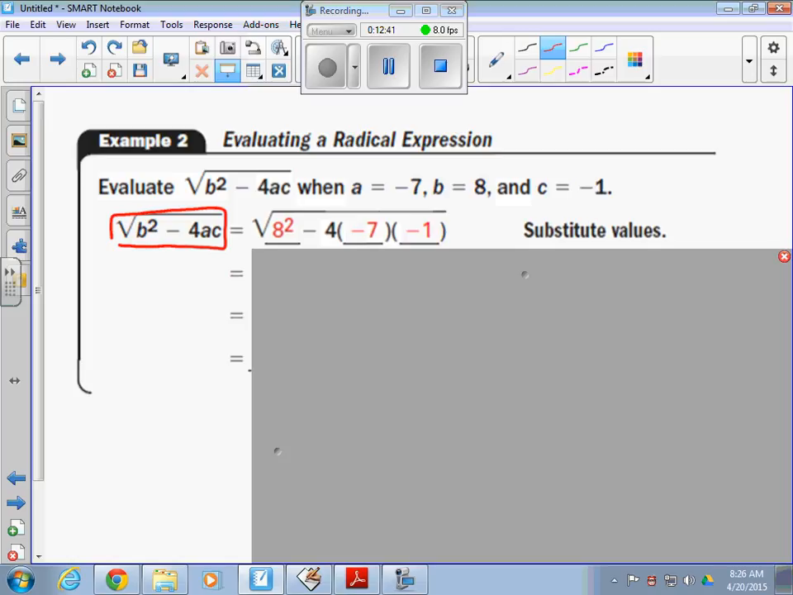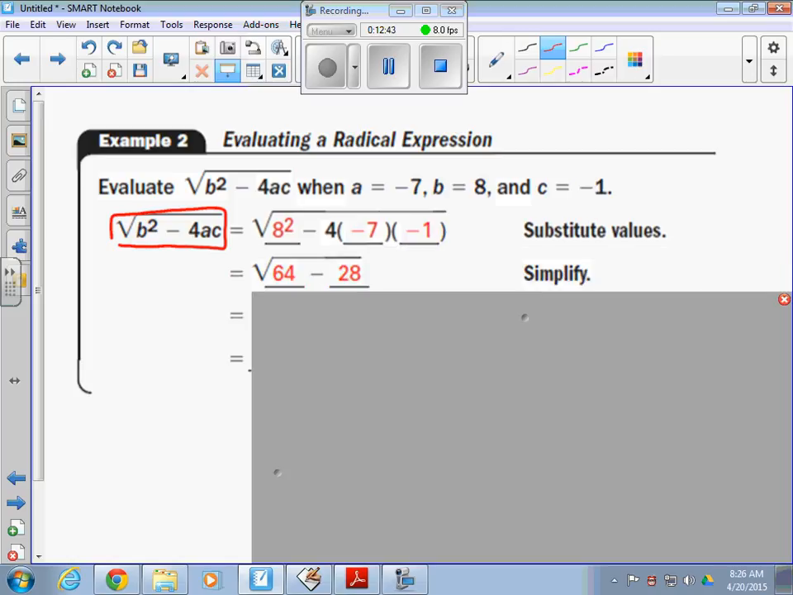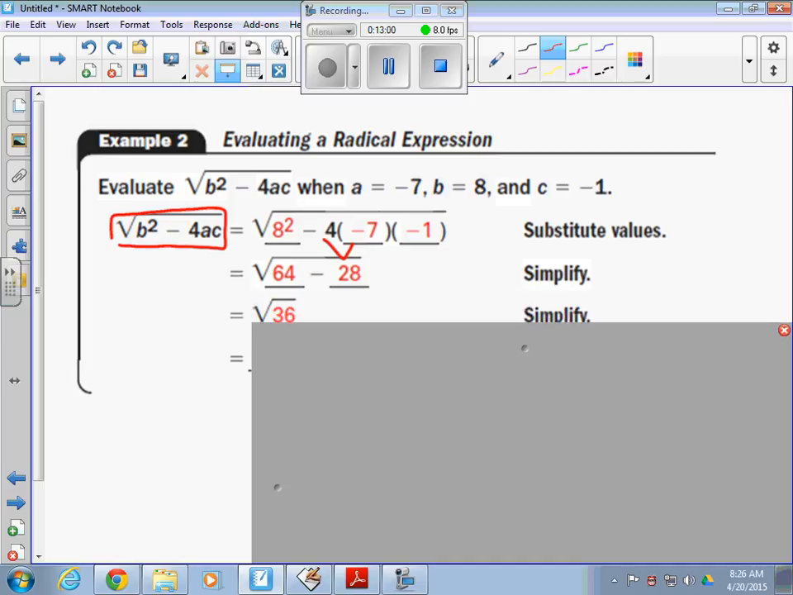So 8 squared is going to give you 64. Multiply everything else together. Negative 4 times negative 7. These two together give you a positive 28. But when you multiply them by the negative 1, it comes back to negative 28. So the square root of 64 minus 28. Simplify that by subtracting 64 minus 28. And we have the square root of 36.